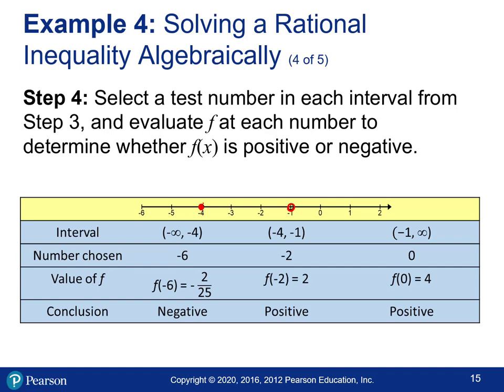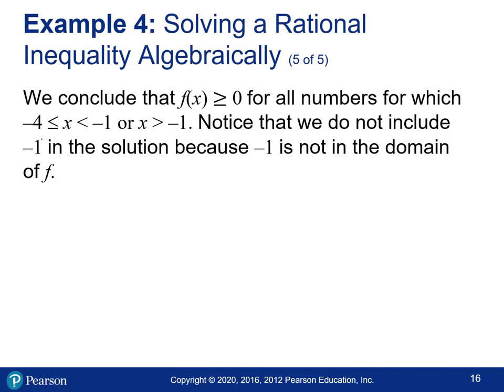Okay, so something smaller than negative 4, we'll pick negative 6, plug that into the function, and you get negative 2 over 25, a negative answer. Pick something in between negative 4 and negative 1, we'll go ahead and pick negative 2, plug that into the function, and we'll get positive 2. And something bigger than negative 1, we'll pick 0, plug that into the function, and we'll get positive 4. And then we use that to answer our final answer.